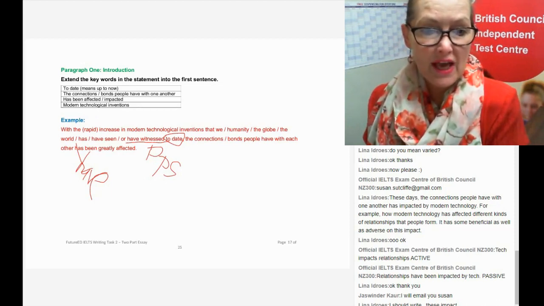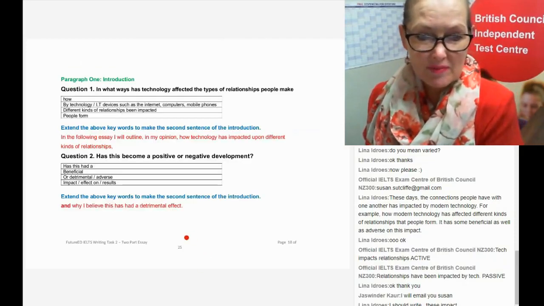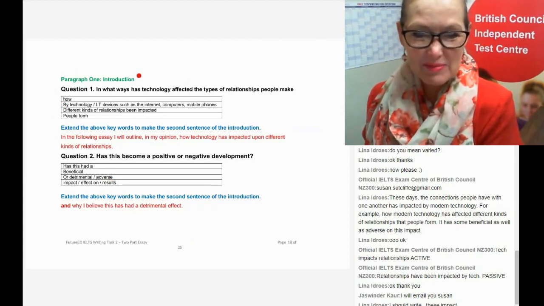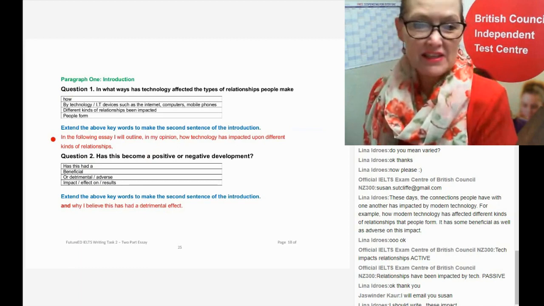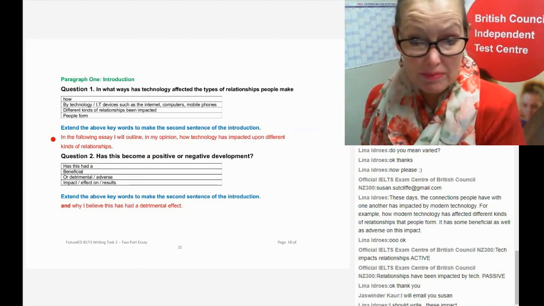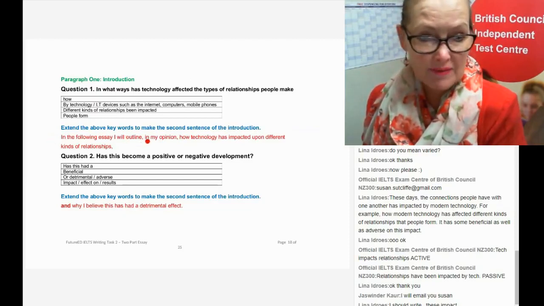That we have witnessed. So there's my present perfect simple. And there's that to date. The connections, another word would be bonds. The connections people have with each other.